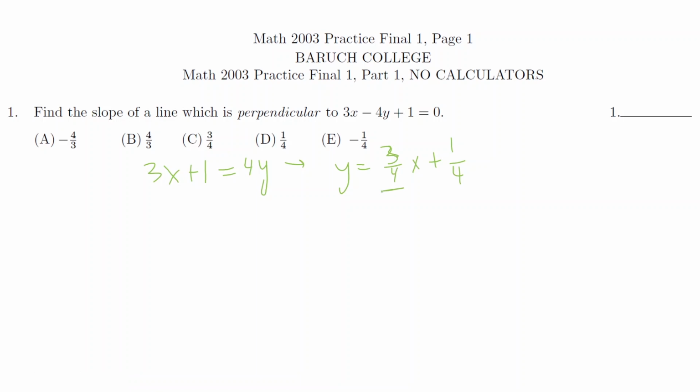Now, what is the slope of the perpendicular line? Because that's what we're looking for. The slope of the perpendicular line is the negative reciprocal, so negative 4/3. That's the answer. A very, very simple problem.